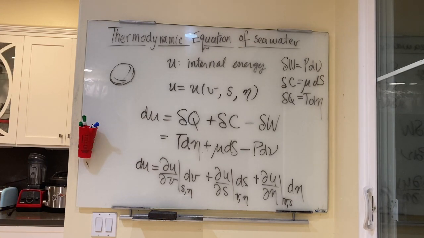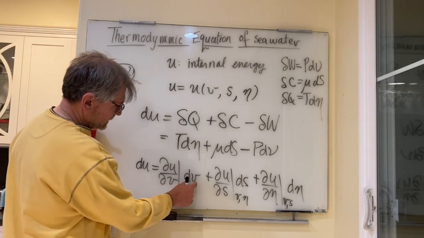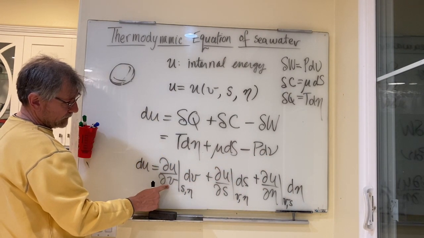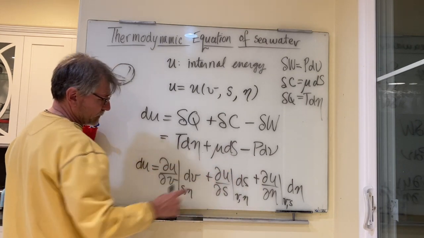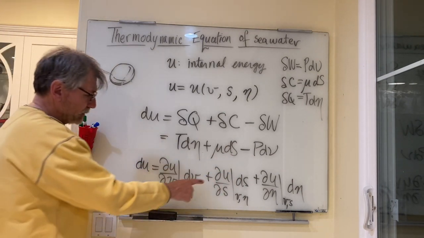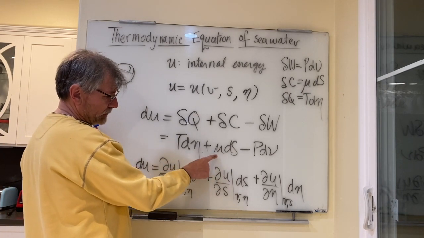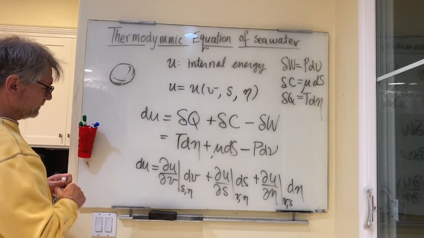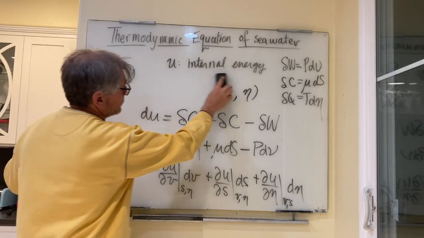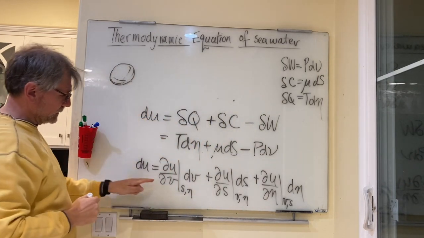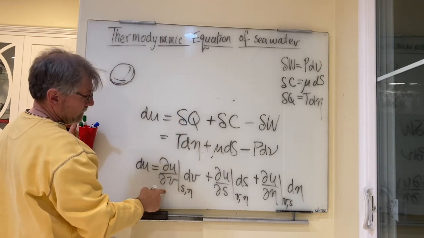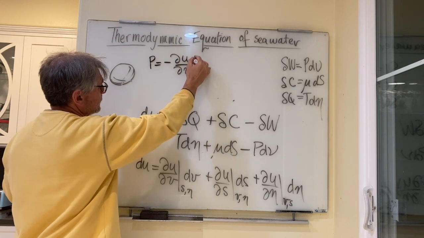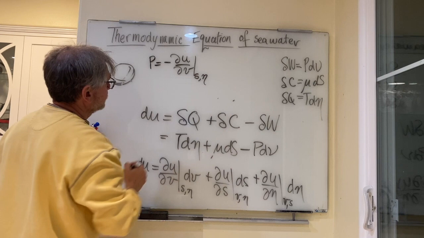This is the physical interpretation of how we change the internal energy. And if we now compare these terms, we can identify, for example, this is dV and this is dV. So this partial derivative, partial U, partial V, holding S and eta fixed, must be the negative of the pressure. And similarly, dU/dS must be the chemical potential, and dU/d eta must be the temperature. So from here, we deduce the following facts, or we define these things. Let's start with pressure. Pressure is equal to minus dU/dV at constant salinity and entropy. So that's the definition of it.